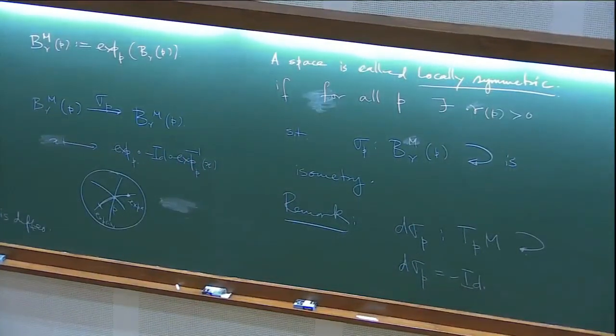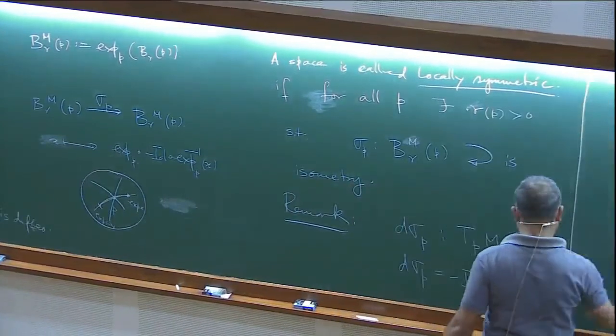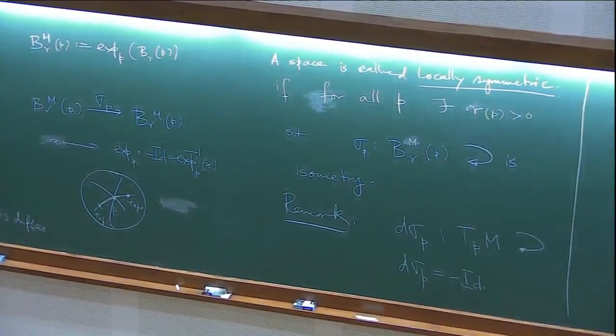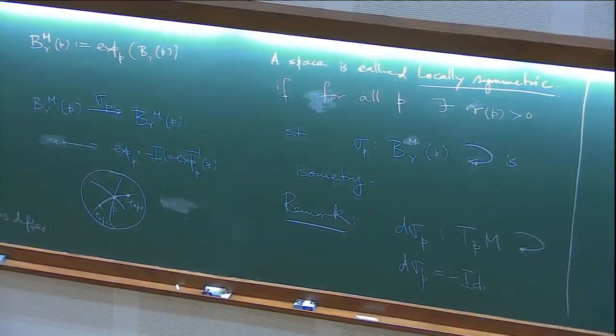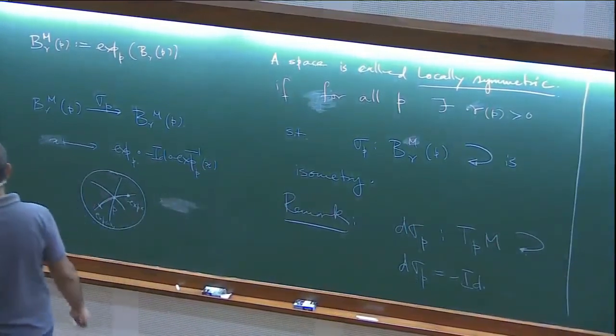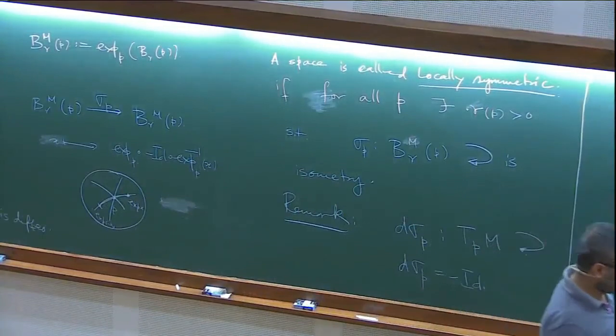So this is the condition for locally symmetric spaces, I mean, the definition of locally symmetric spaces. But there are many equivalent conditions. If you want to know that a certain space is locally symmetric, this is kind of difficult to check for every point. So we'll derive certain easier, equivalent conditions by which you can check many times whether some space is locally symmetric or not.